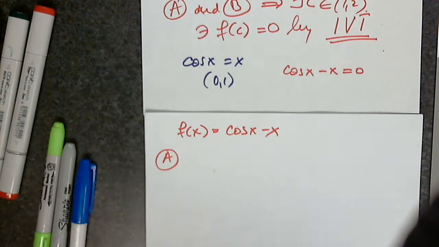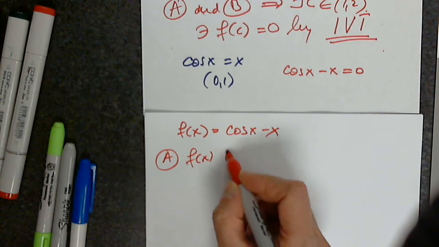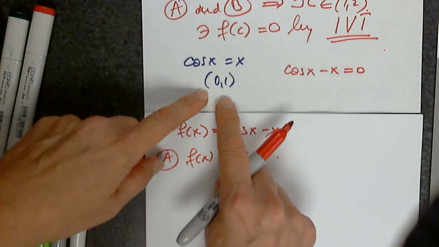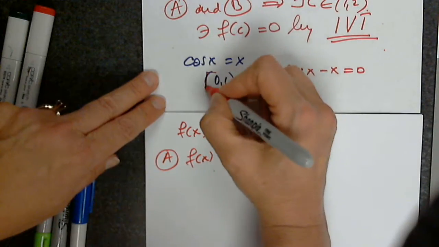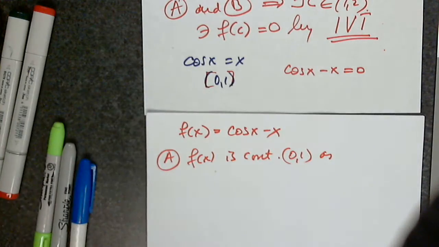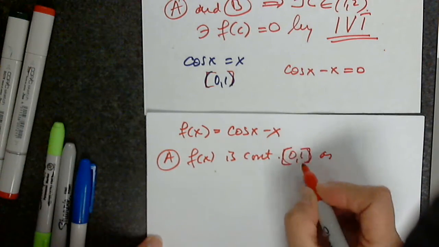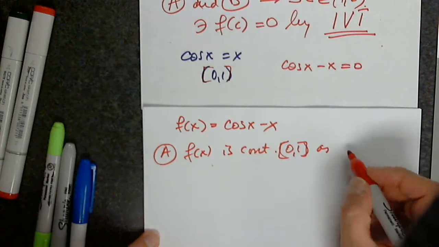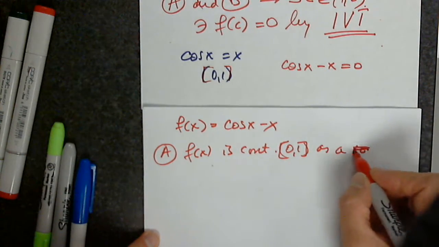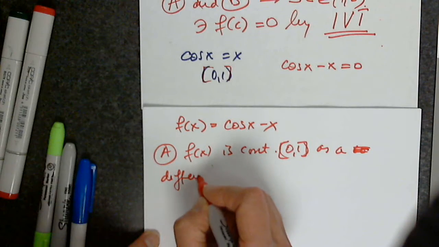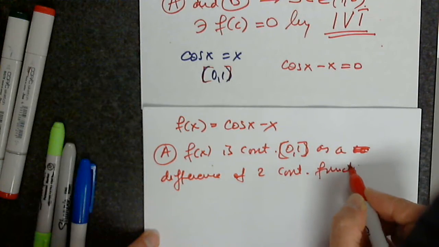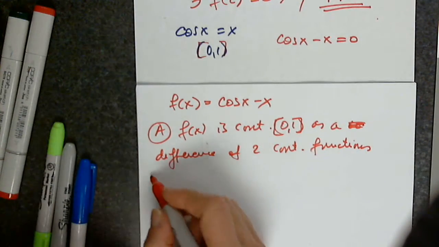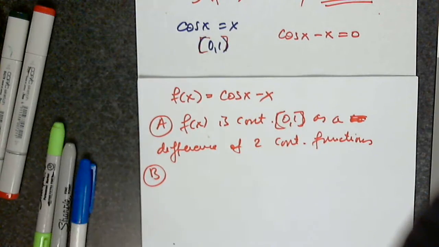So f of x is continuous, at least on [0, 1]. It's continuous everywhere, but continuous on [0, 1], these should be closed intervals. So at least on the closed interval, continuous as a combo or difference, maybe it's better, difference of two continuous functions. Good. Part B. What do I have to show in part B?